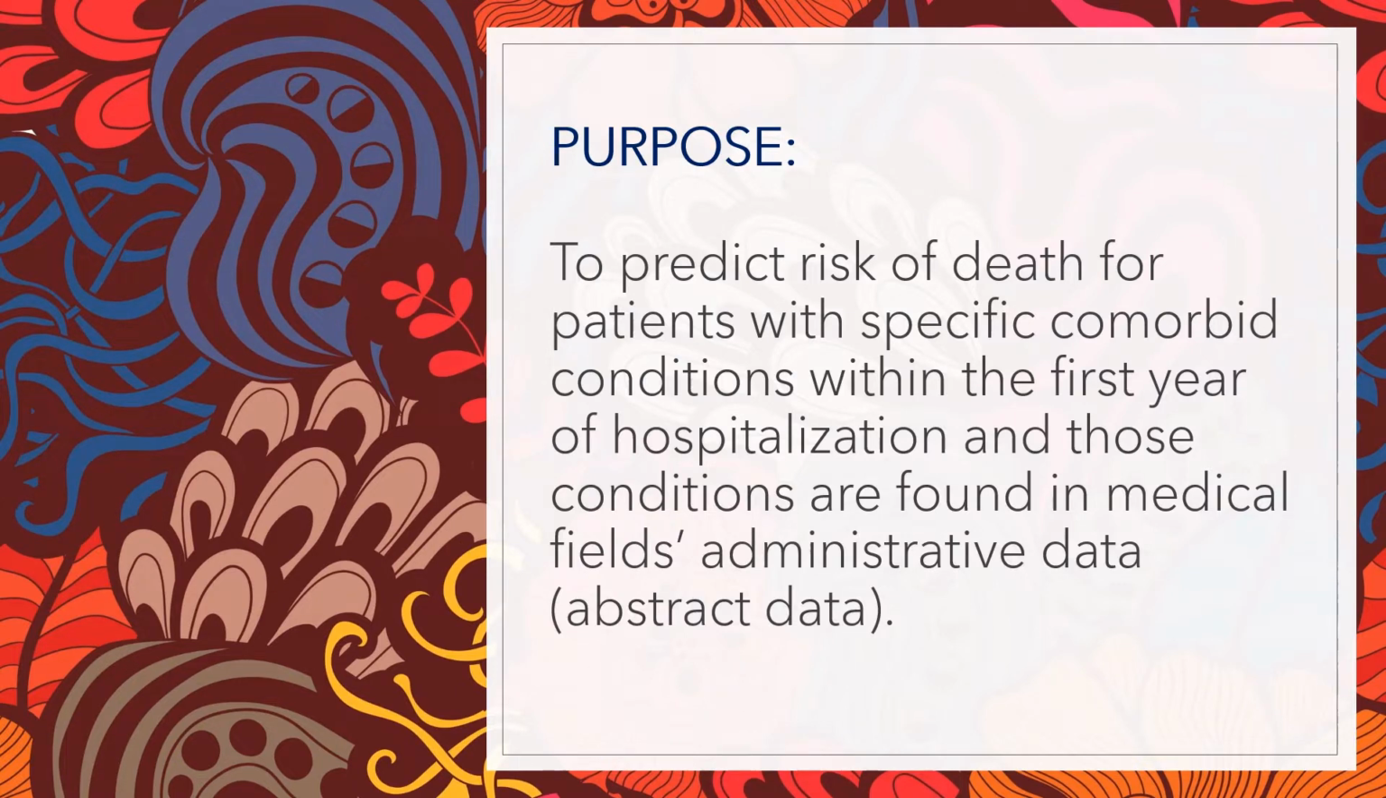So why is the Deyo Charleson Index used? It is a score to predict risk of death for patients with specific comorbid conditions within their first year of hospitalization, and those conditions are mostly found in hospital data.